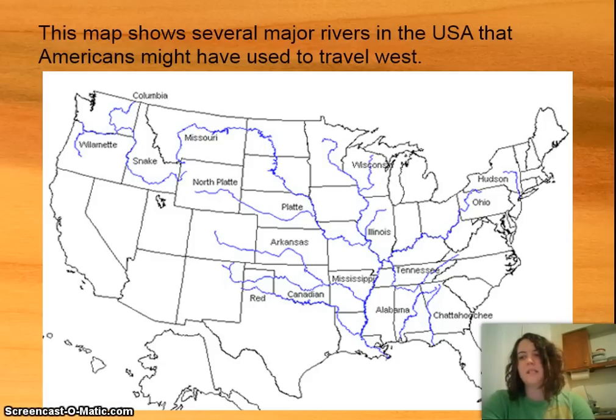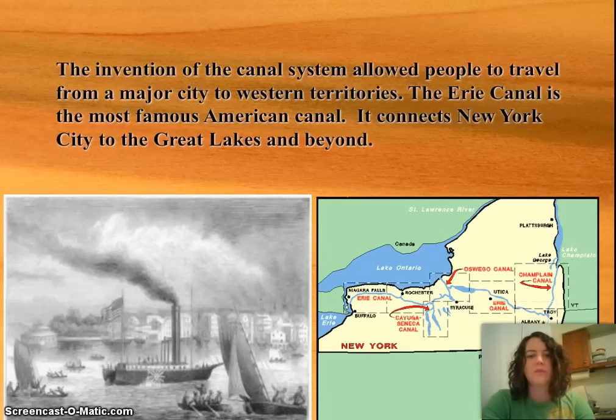Not all places had rivers or ways to get to rivers, so because of this, someone invented the concept of the canal system. It allowed people to travel by boat in a westward way from a major city. One of the most famous, which you see here on the map, is the Erie Canal, and it connected New York City to Lake Erie.